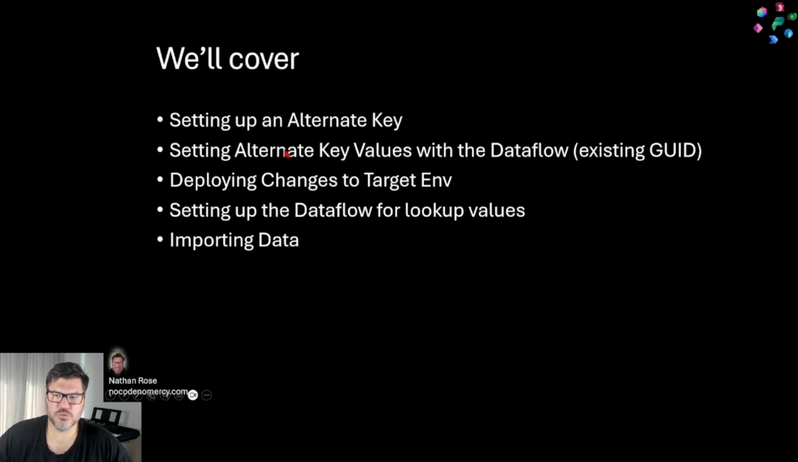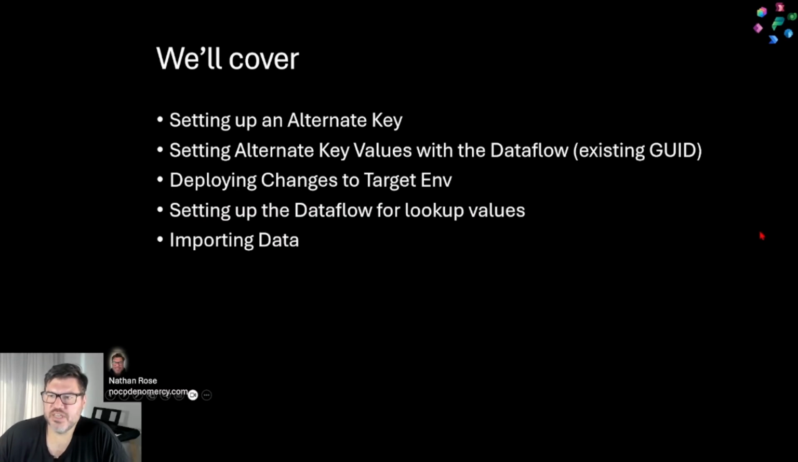So what we're going to go through is firstly how to set up an alternate key. This is the absolute crux of getting it right. We've got to set this up, so I'm going to take you through how to do that. I'm then going to show you how to set the alternate key values in Dataverse using a data flow with the existing GUID from your record in Dynamics. This is really helpful, particularly when you have large data sets and you need unique values, because you've already got one, the GUID. Next, we'll look at how to deploy the changes to the target environment, and then ultimately setting up the data flow in our target environment for the lookup values and importing the data.